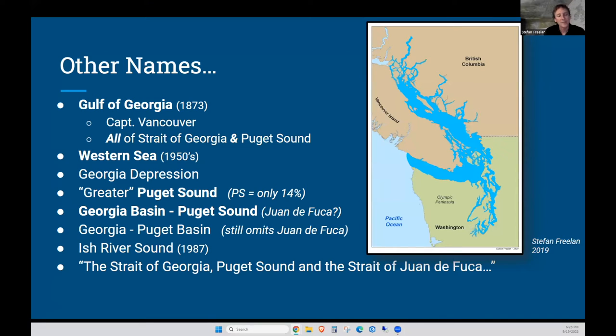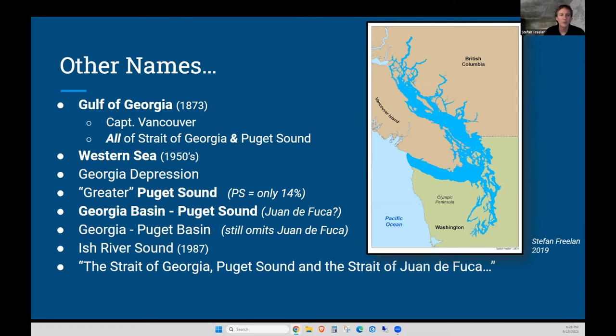And in the 50s, there was a proposal for the Western Sea, notable that they used the word sea there. And again, what's the difference between a gulf and a sea? It's hard to say. A lot of overlap here. The Georgia Depression, not a real catchy term there. A lot of things: the Strait of Georgia, Puget Sound, Strait of Juan de Fuca, the Georgia Puget Basin, Ish River. I'll come back to the Ish River Sound later.